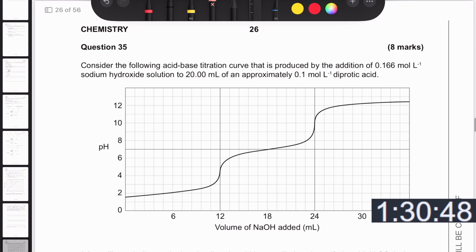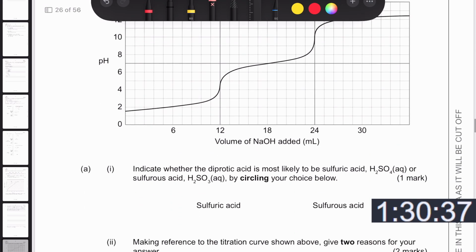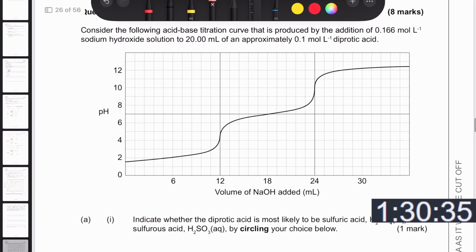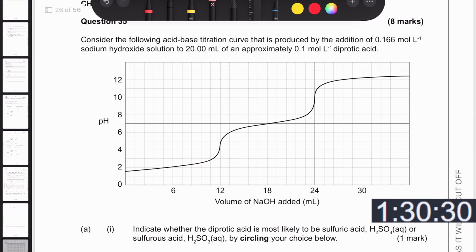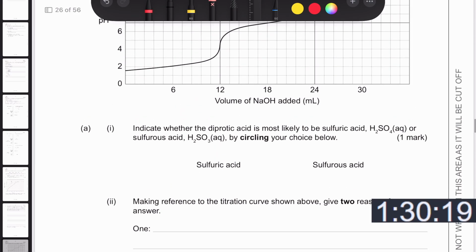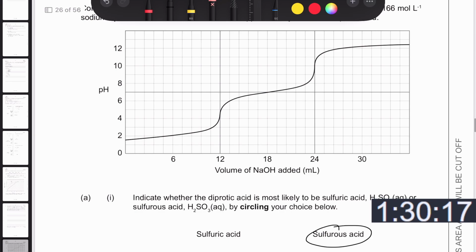Okay. Consider the following acid-base titration curve that is produced by the addition of sodium hydroxide to approximately 1 molar diprotic acid. Indicate whether the diprotic acid is most likely to be sulfuric acid or sulfurous acid by circling your choice below. Do I have to explain why? Sulfurous acid.